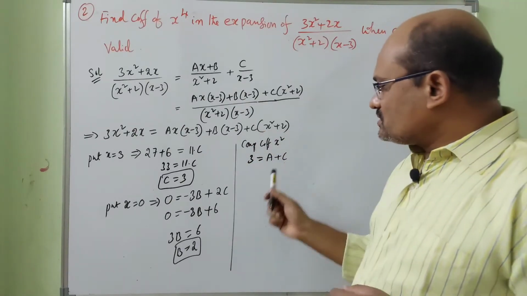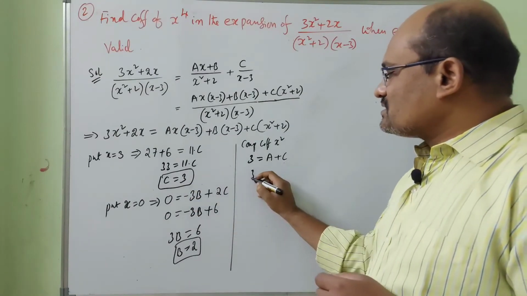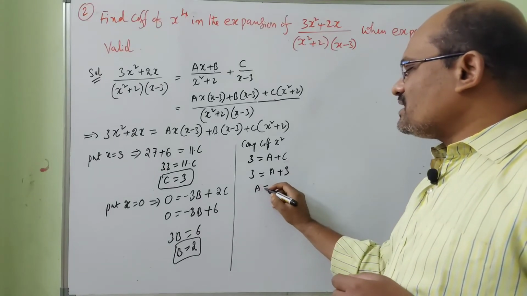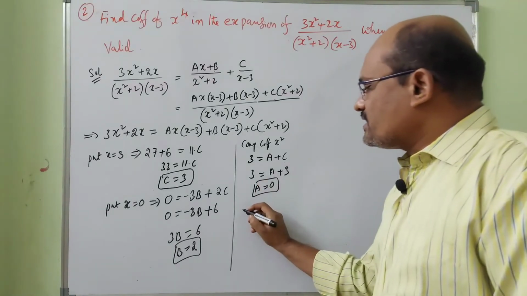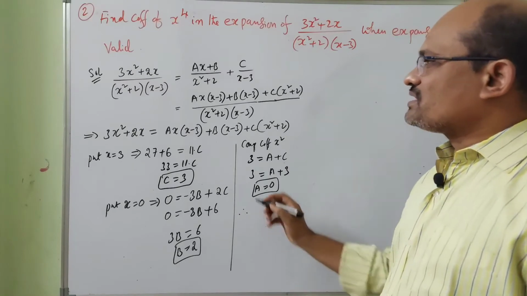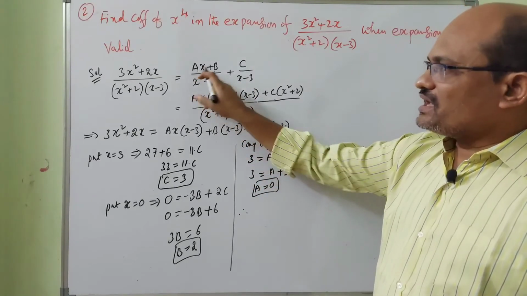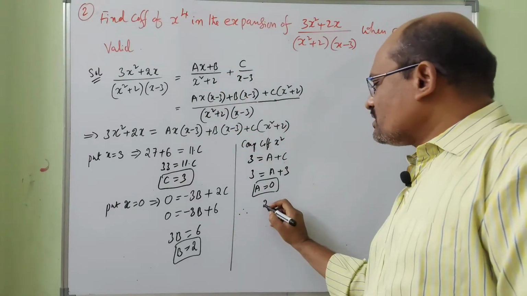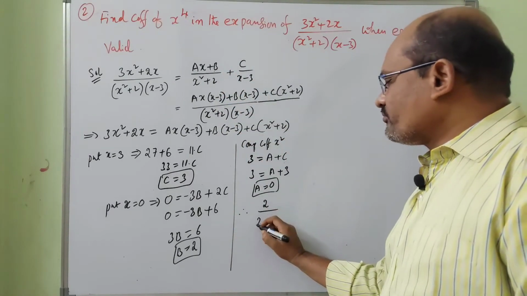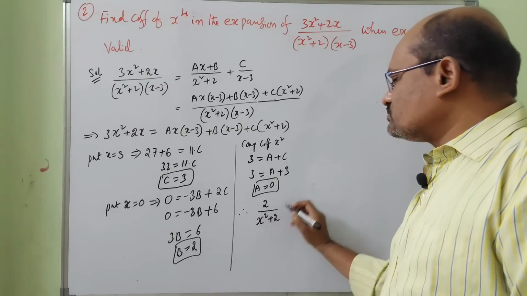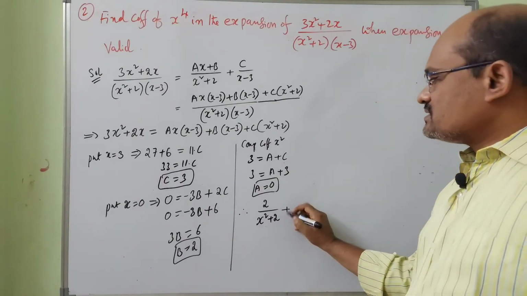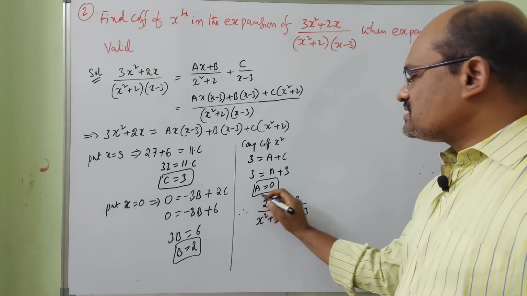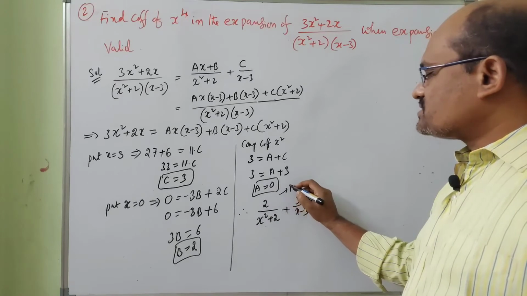Now we know the value of c as 3. Substitute here. 3 is equal to a plus 3. So the value of a is 0. Now I will write the partial fractions. What are the partial fractions? Put a, b, c here. A is 0. So b is there. B is 2. 2 by x square plus 2. C is 3. 3 by x minus 3. What are these? Partial fractions.